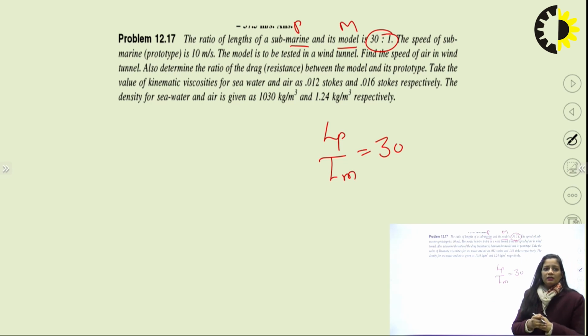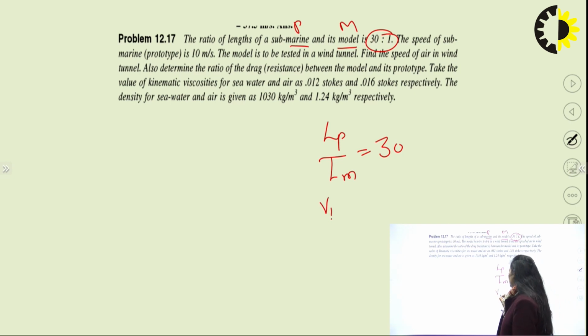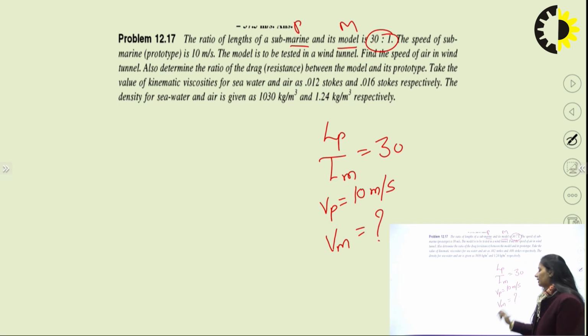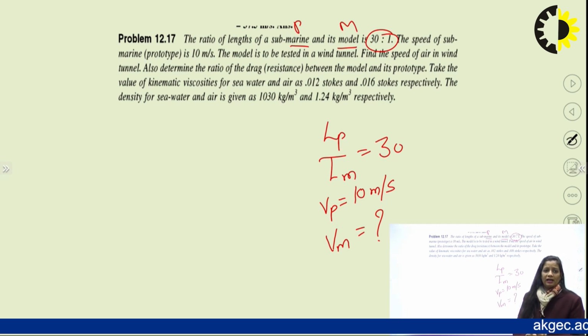Okay, the speed of the submarine is 10 meter per second. The model is to be tested in a wind tunnel. Okay, they have told you what kind of model arrangement is there that should be tested under a wind tunnel. Find the speed of air in wind tunnel. That means they are asking for the value of Vm. Also determine the ratio of the drag between model and its prototype.